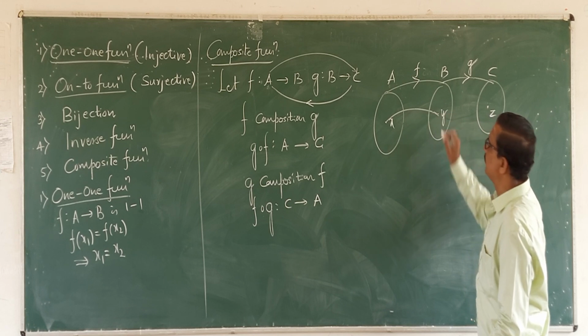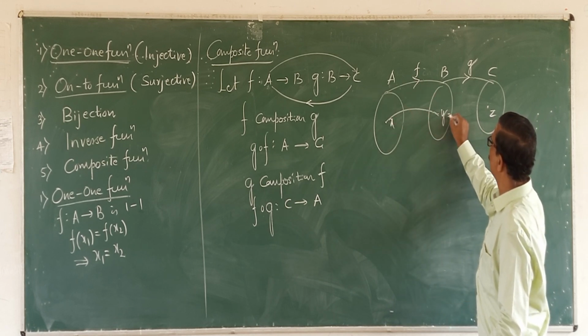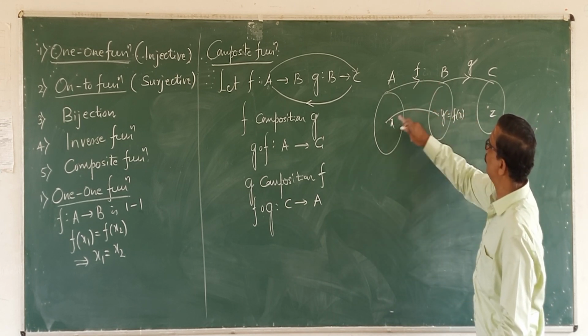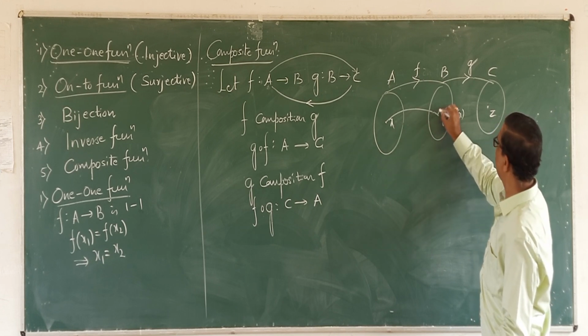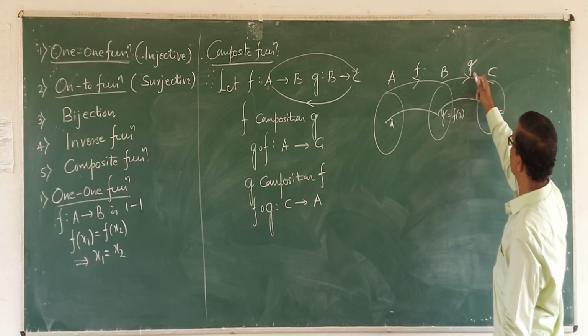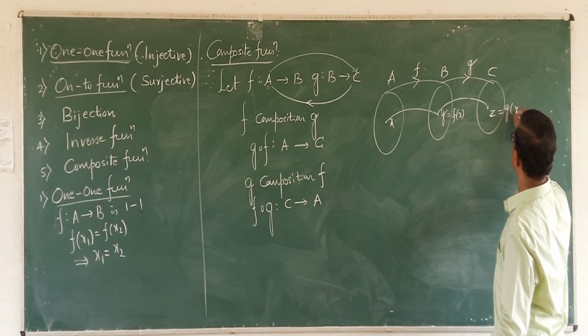Now the image of X is 1. F of X is equal to 1. That is, y is equal to F of X. The image of X is 1, then the image of y is Z. The image of y is G of y, which is equal to Z.